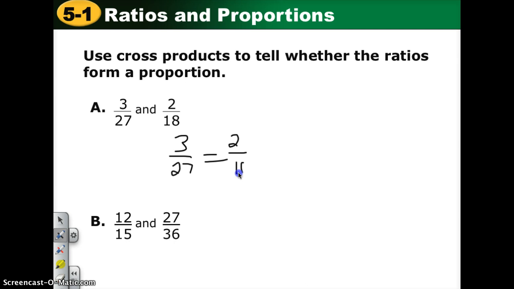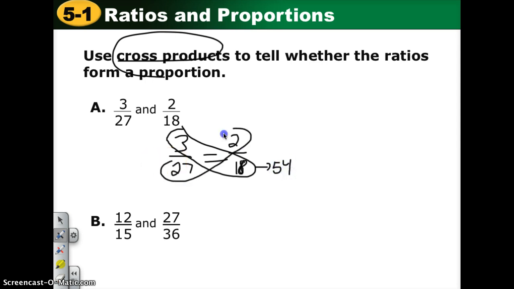So rather than simplifying fractions, because I know we don't always like to do that, instead of simplifying these ratios, we're going to do what's called a cross product. Product means multiply, cross means diagonal. So we start by taking 3 times 18. Well, remember, 3 times 18 is 54. Then we multiply the other diagonal, 27 times 2, and 27 times 2 is 54. So because those two numbers came out to be the same, these two ratios are in a proportion.